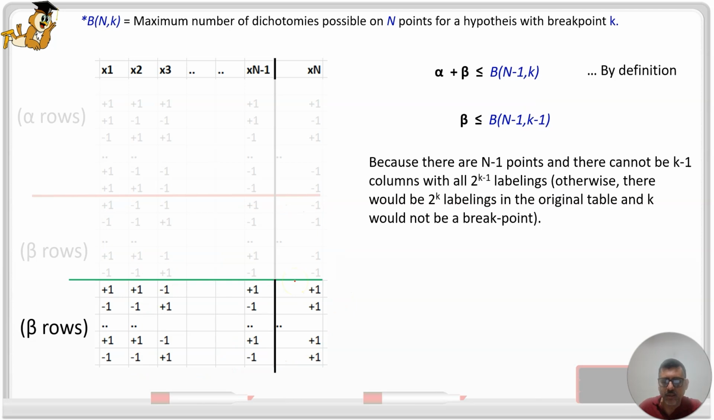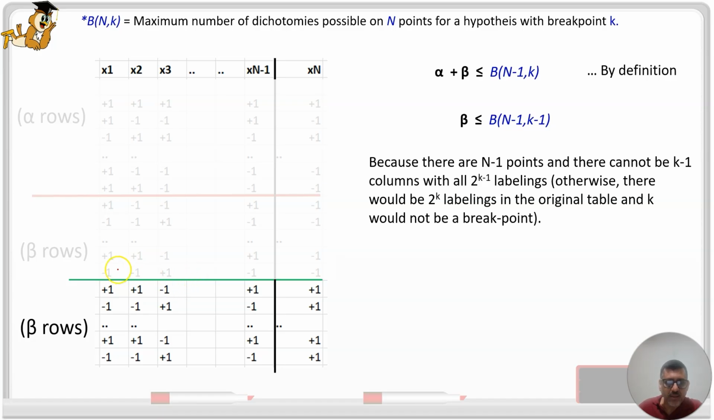It can be a little bit confusing. The claim is that beta is less than or equal to B of n minus 1 comma k minus 1. N minus 1 is clear because we are only looking at the dichotomies on n minus 1 points. Right now, we are not bothered with the nth point. You're dealing with only n minus 1 points, so this number deals with n minus 1 points, and therefore the first argument is n minus 1. Why is the second argument k minus 1 and not k? That's the tricky argument.